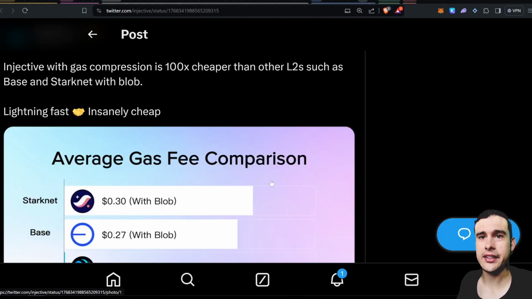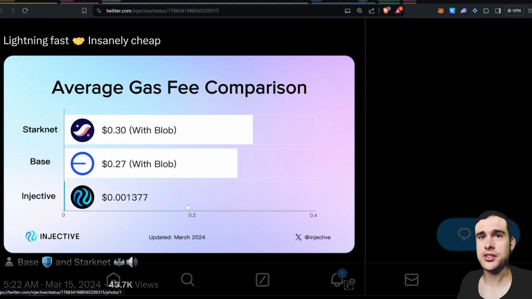Now let's have a look at the comparison of gas fees after the Dencun upgrade for Ethereum. We've got Base with about 27 cents per transaction. Pretty cheap, starting at 30 cents with blobs. And Injective is 0.00137 cents comparatively, and that's as of March. So this is so much cheaper. This is actually even slightly cheaper than Solana.